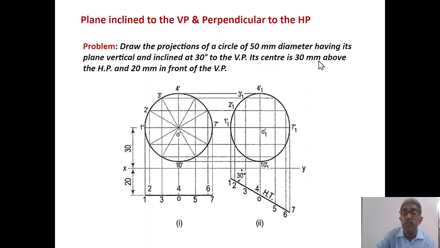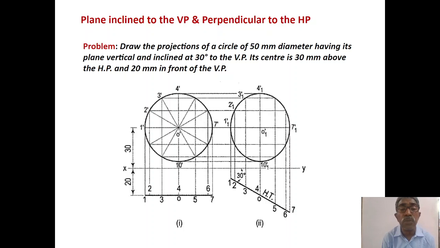Therefore its front view is above the xy by a distance of 30, and its top view is 20 mm below the xy. The center will lie in the first quadrant. Here the center is denoted by the point O. See here, O dash is taken 30 millimeters above the xy line, and O, which is the top view of the center, is taken 20 millimeters in front of the VP, that is 20 millimeters in the top view from the xy line.